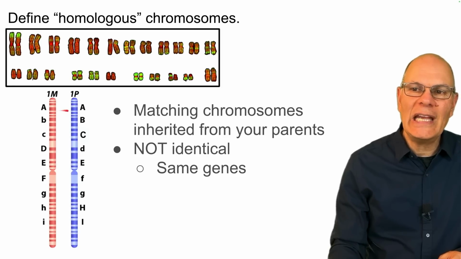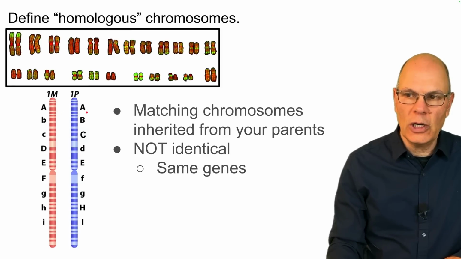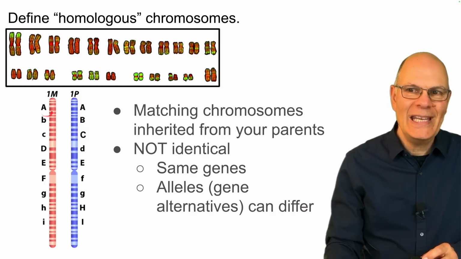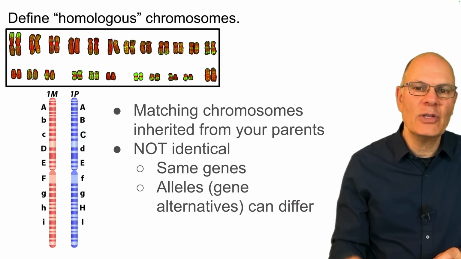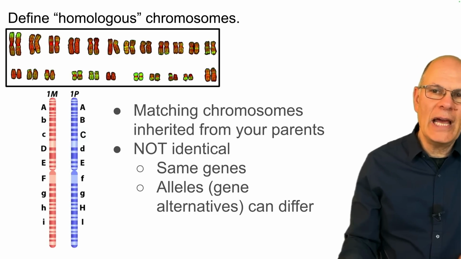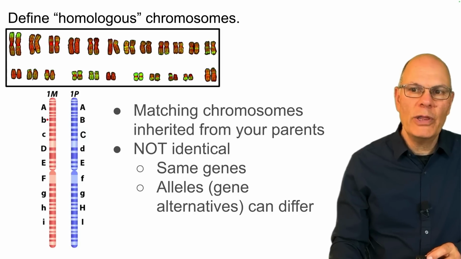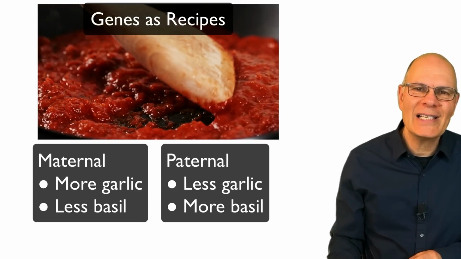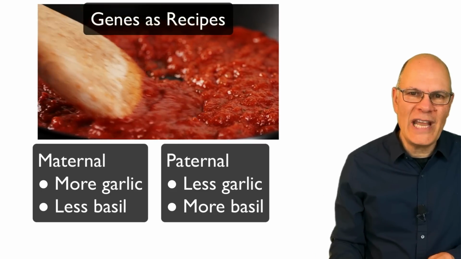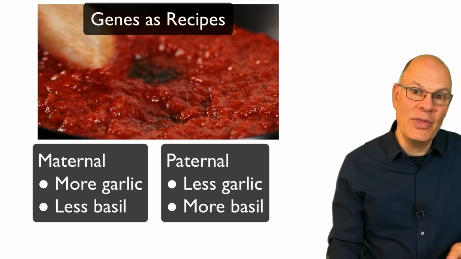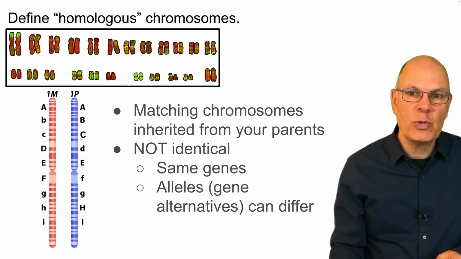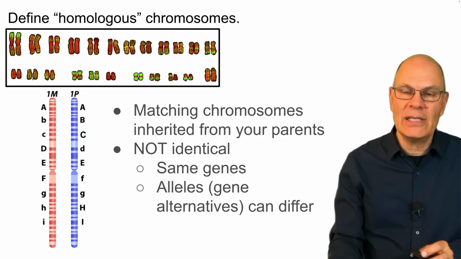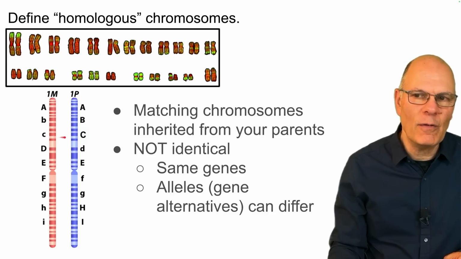They do have the same genes in the same order, but the alleles, the specific code that is in the location where those genes are found, that might be different. Let's use the analogy of a gene as a recipe. Well, the one that you inherited from your mom, if that were a recipe for tomato sauce, maybe that one has a lot more garlic, and the one that you inherited from your dad, that might have a lot more basil in it. Well, let's now think more biologically. If C refers to a specific protein, then the DNA that's coding for a specific sequence of amino acids might be slightly different in what you inherit from your mom and your dad.